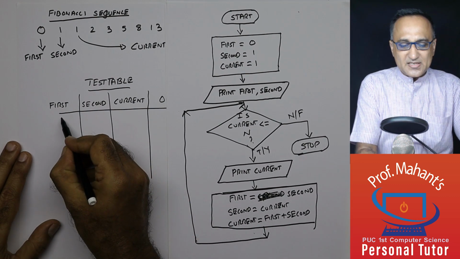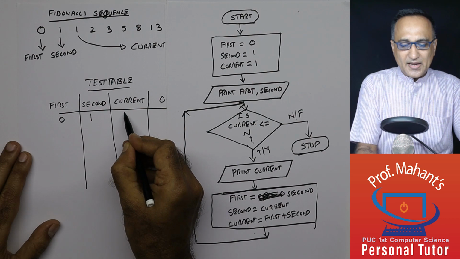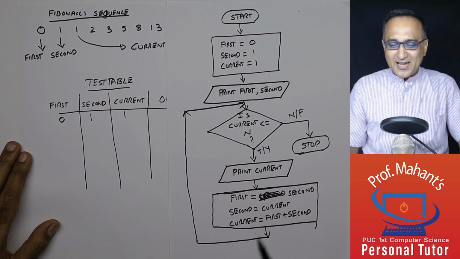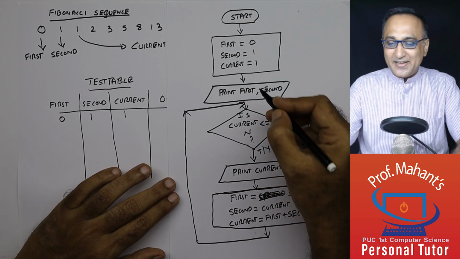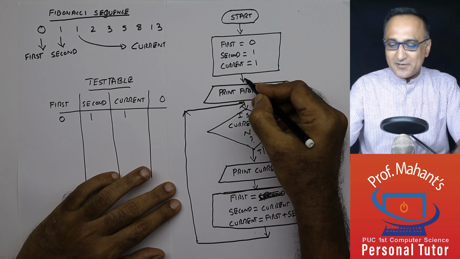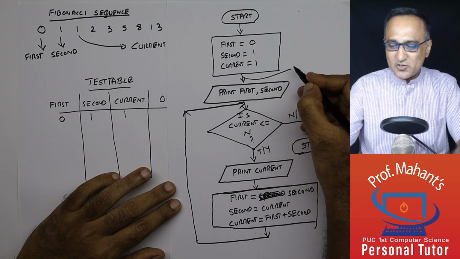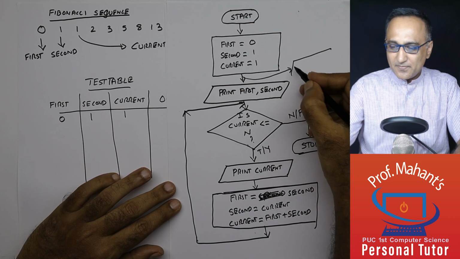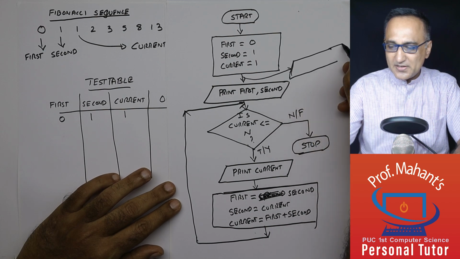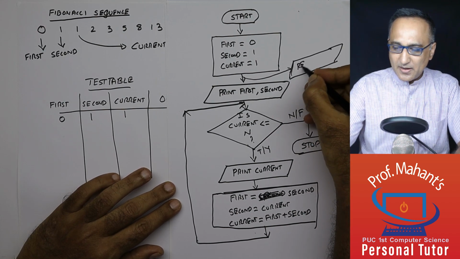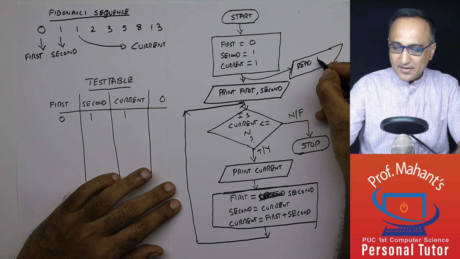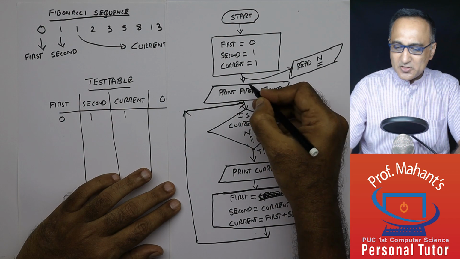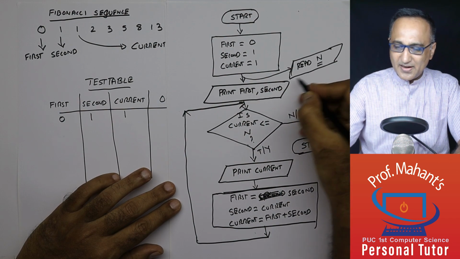Now, initially this number is 0, this is 1 and this is 1 according to this step. Now, if you have noticed, I have missed one thing. I have forgotten to read current. So before printing first, I should have done one step here. Now I'll just do a kind of a jugaad here. So that is why it's important to test. I'm going to say read n. Okay, n I have forgotten to read. And after I read n, I'm just going to connect back here.